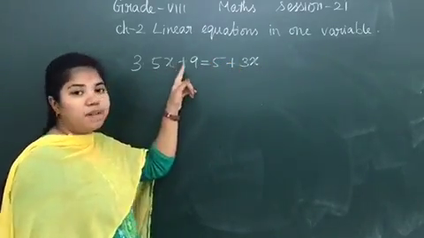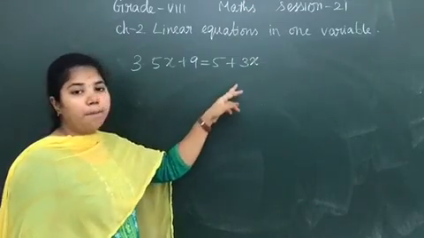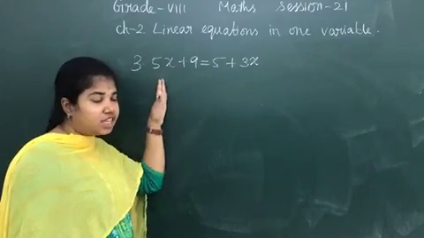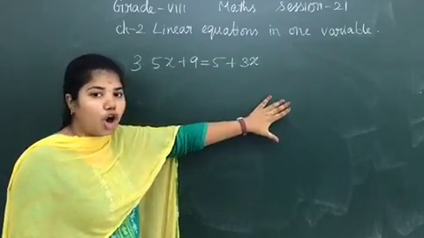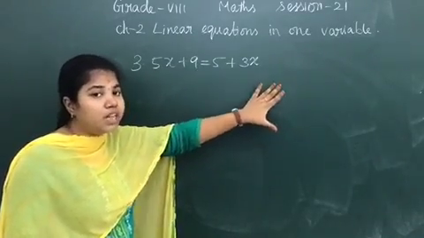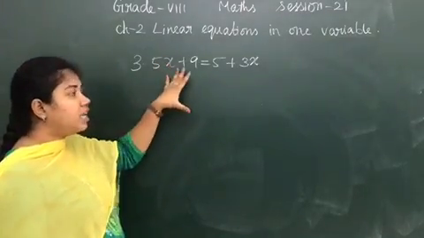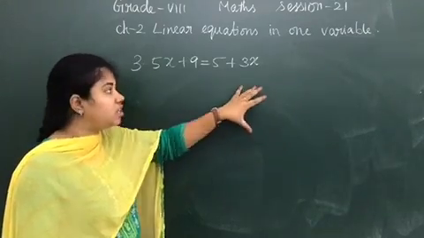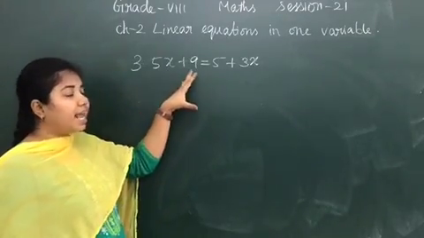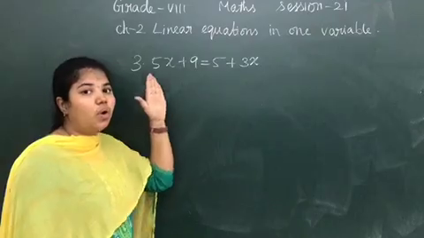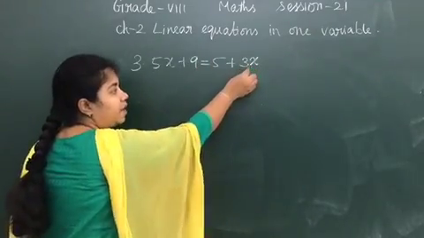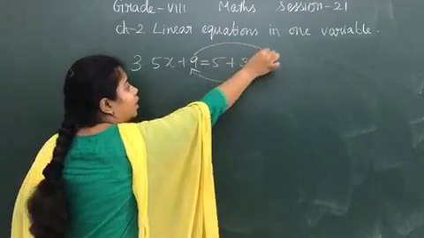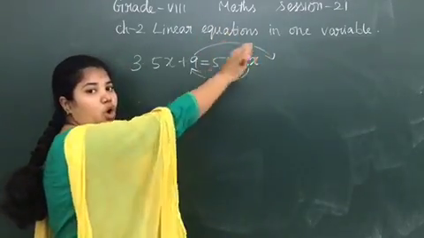Now 5x plus 9 is equal to 5 plus 3x. Here I have 5x as a variable in LHS, 3x as a variable in RHS. So let us now bring the variables to one side and the numbers to the other side. That is, let me bring the 3x from RHS to LHS and let me take the 9 from LHS to RHS. 3x will be coming from RHS to LHS and 9 will be going from LHS to RHS.